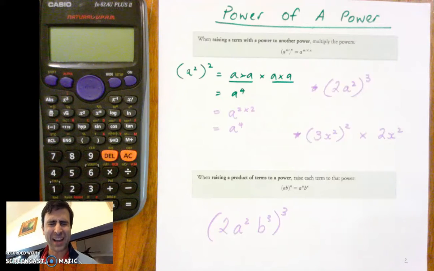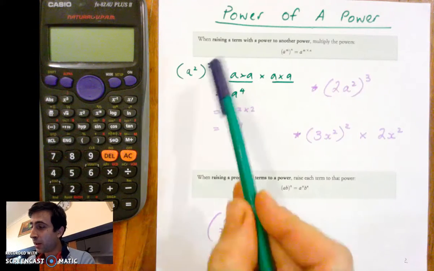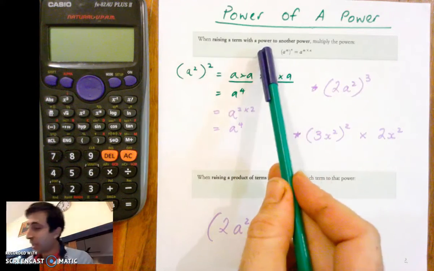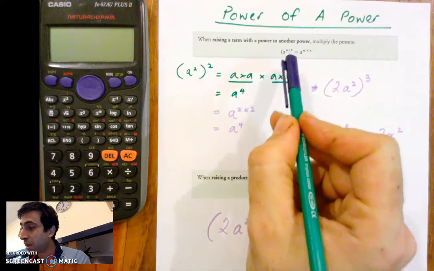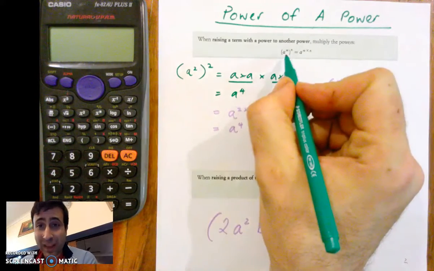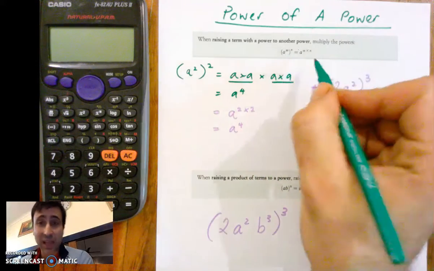I've got power. So what we've got is a situation that when you are raising a term with a power to another power, in other words, like we can see here, a to the power of m, then again to the power of n, it's just the same as saying a to the m times n.